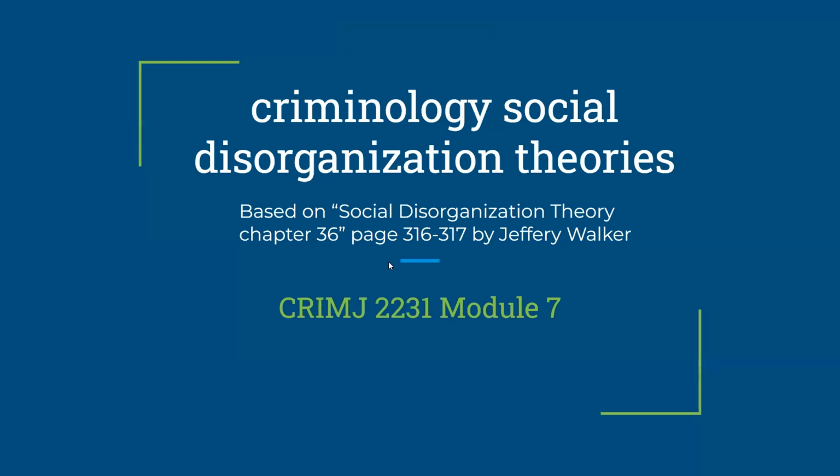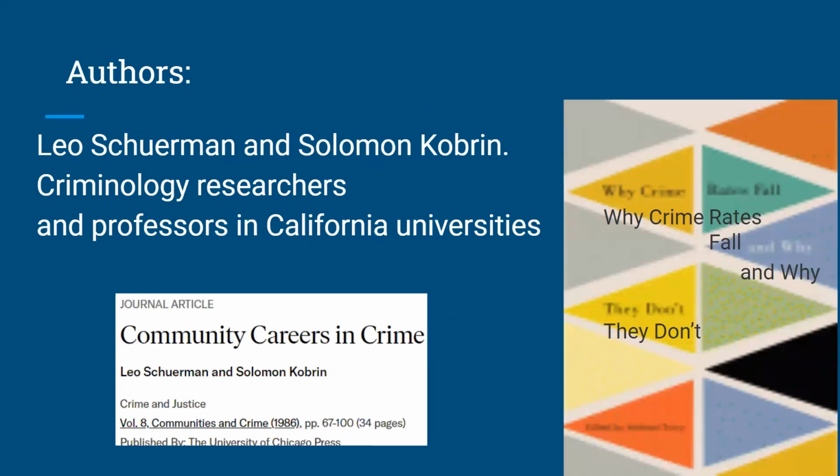We're going to be discussing criminology, social disorganization theories based on our readings, page 316 to 317. And I'm going to be discussing two different studies. One was done in LA and one was done in England. The one in LA was done by Leo Schuerman and Solomon Kobrin. They were criminology researchers and professors at California universities, and their study was titled Community Careers in Crime.